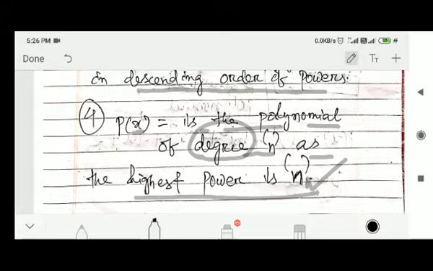Whose highest power? The variable x highest power is n. Understood? Degree of polynomial of degree n, highest power is n of whose? Of x. What is x? x is the variable. The highest power of the variable, what will we call it? We will call it the degree of the polynomial.